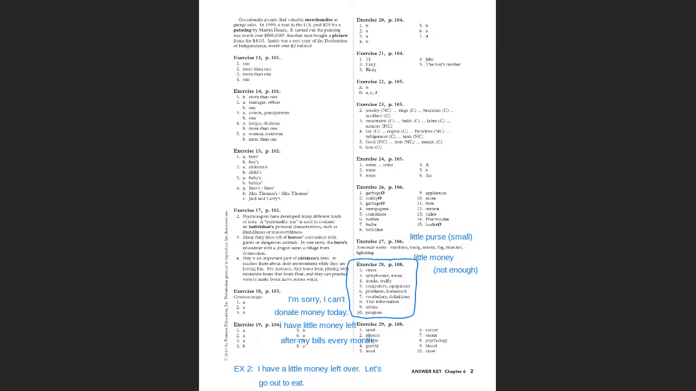Okay, we're at exercise 28. Number 5, computers, equipment. Number 6, problems, homework. Number 7, vocabulary, definitions. Number 8, this information. And number 9, advice. And number 10, progress. Okay, that's exercise 28 from your homework.